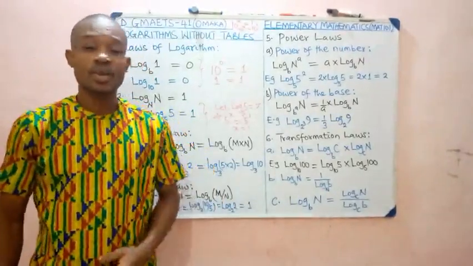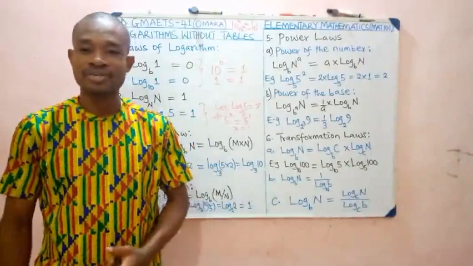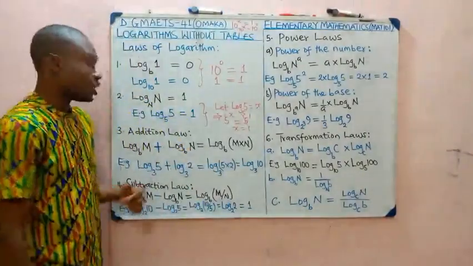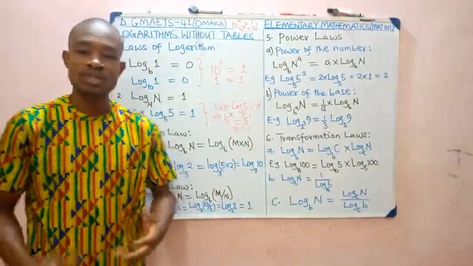That's correct, it's 1. What about log 3 to base 3? Wonderful. Now let's move on. Number 3, addition law. What is this law all about?